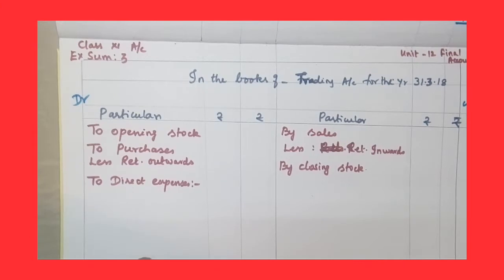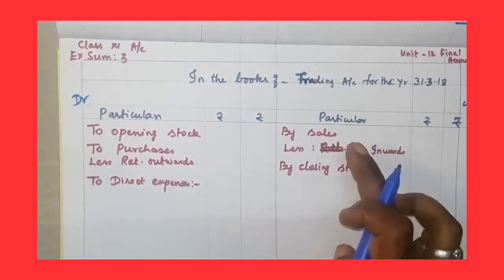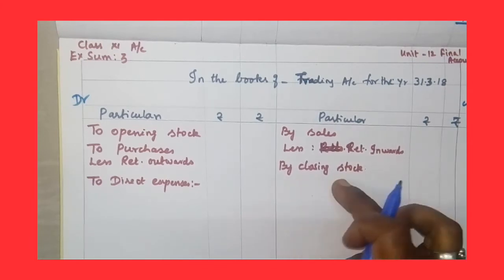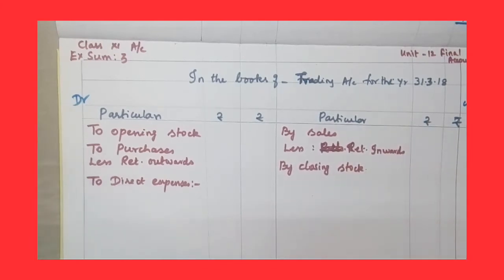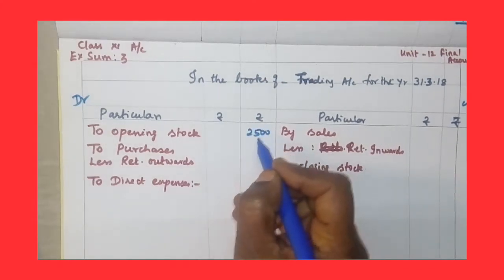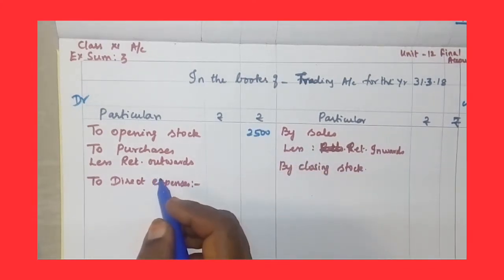Whatever expenses they have given, we have to mention here. Next, credit side la by sales, if there is sales written, we have to deduct, and by closing stock. This is a mandatory format for the trading. So we are going to just fix it up. Okay, first one the opening stock vandu 2,500 they have given. We can put it in the outer column directly. Next, purchases vandu 27,500, right?